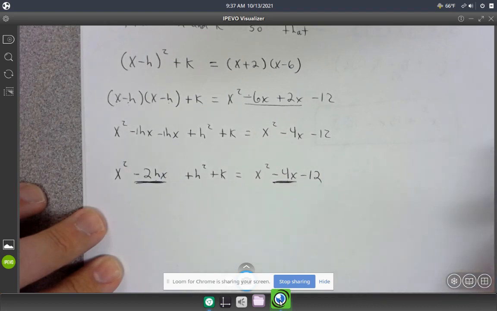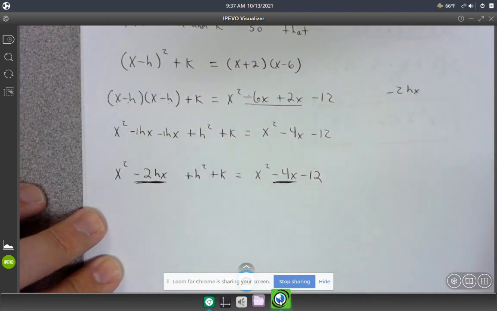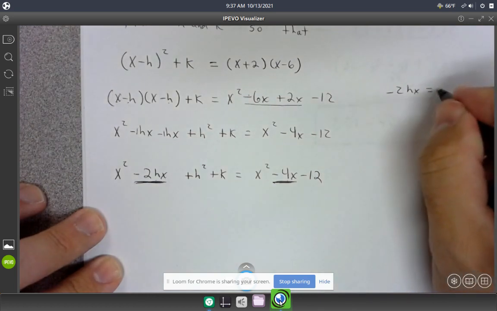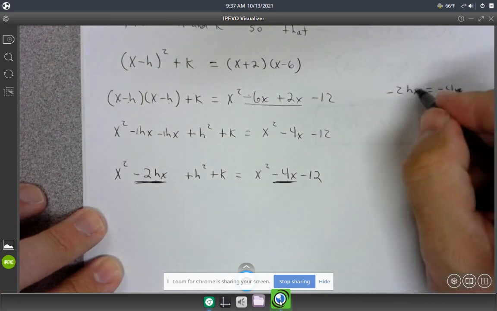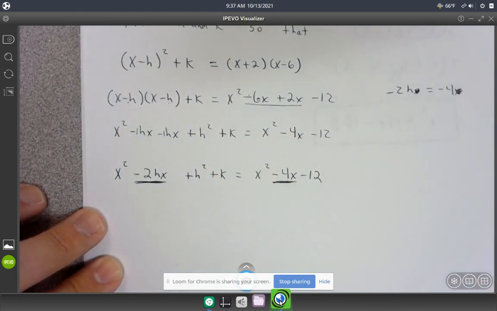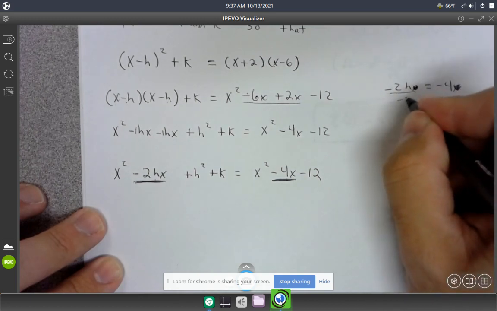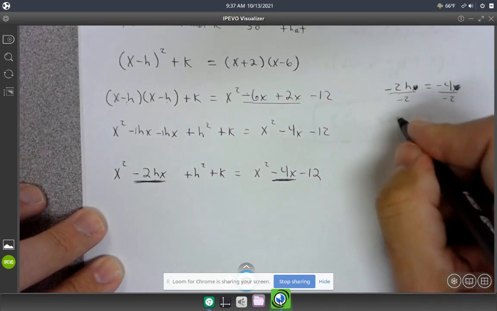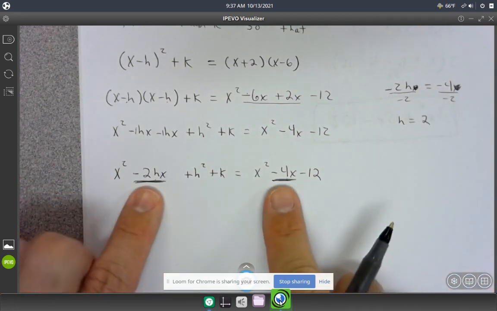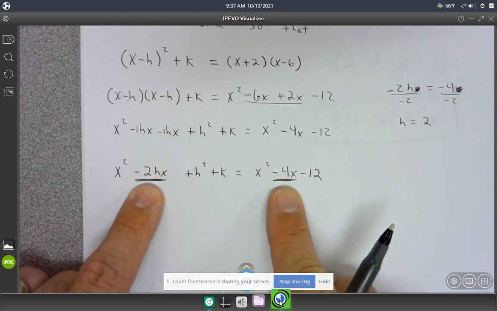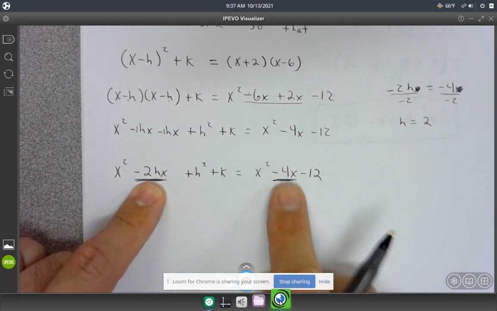If you don't want to think of it that way, you could write a little equation like this. Negative 2hx equals negative 4x. Cancel out those x's, those don't matter, we're solving for h anyway. And then divide by negative 2, and that's where our 2 is coming from. But I just like looking at them, and you can usually tell what h has to be just based on looking at the two parts that are equivalent.